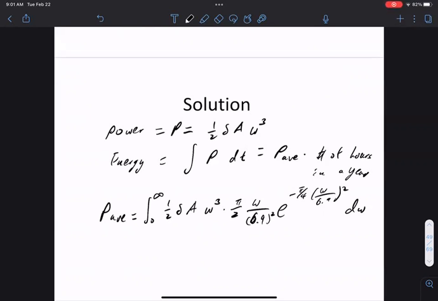Okay. Any questions about this? So I'm not expecting you to integrate this, but to just write down this integral. Okay. Right.